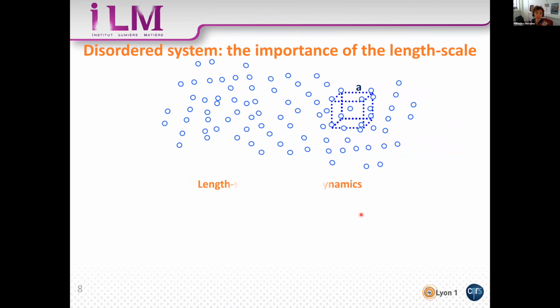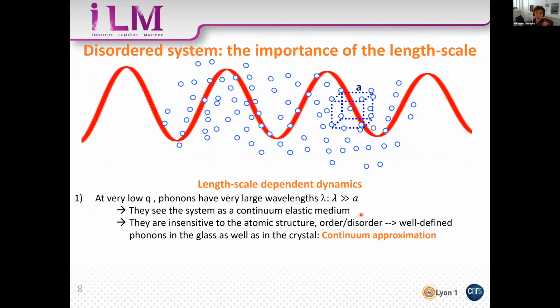Indeed, if we have a very large wavelength, the phonon won't see the disordered structure. It won't see the atomic arrangement. It will just see the system as a continuum elastic medium. And at this point, it can propagate well, and it will be a plane wave like in a crystal. This is the regime where the continuum approximation holds true, and the elastic theory applies.